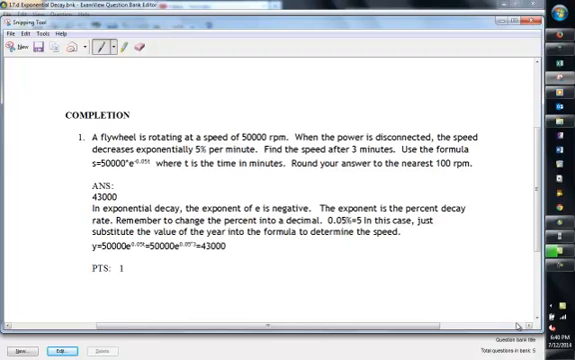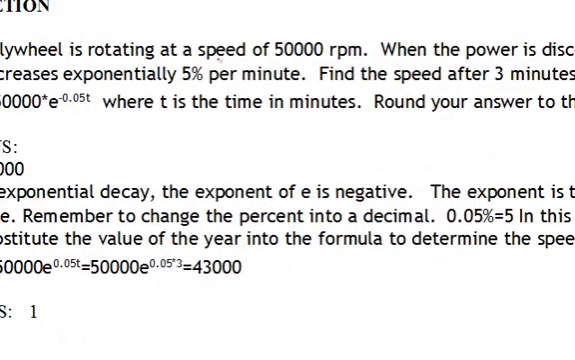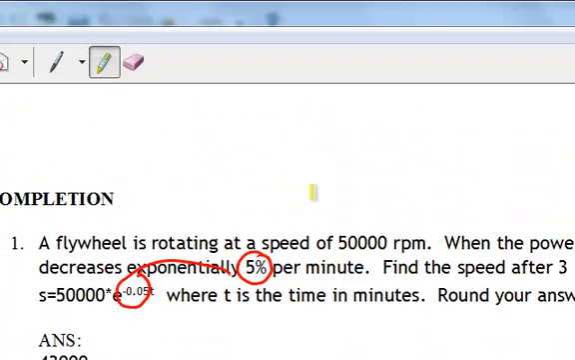A flywheel is rotating at a speed of 50,000 RPMs. When the power is disconnected, the speed decreases exponentially. So decay means a decrease. And if you notice, it's 5% per minute, and they have -5 because it's decreasing. Next, it says, notice we've got the coefficient of E is the same as the initial amount.